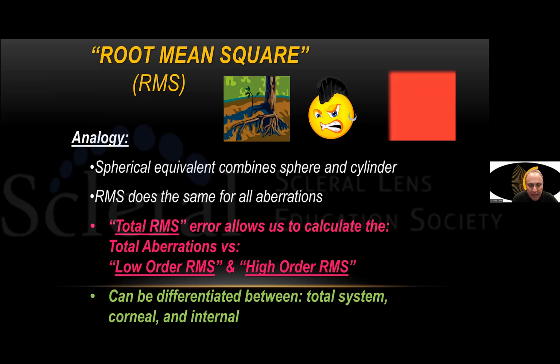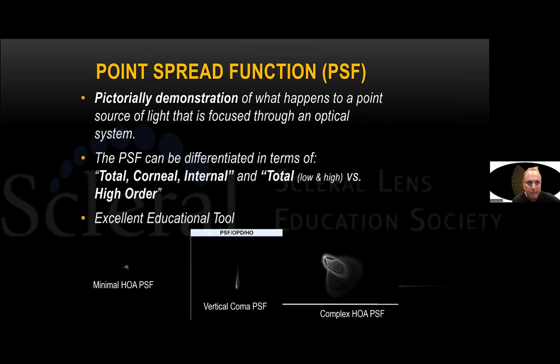So total RMS error allows us to calculate total aberrations versus breaking them down into low order versus high order. But you can further differentiate it to the total visual system, the cornea, and internal, and even subcategories of that. So when we're talking about it clinically, and John and I will be mentioning this, when we talk about RMS values, we're really referring to high order RMS, and sometimes we'll break that down to total versus front of cornea versus back of cornea versus internal lenticular high order RMSs.